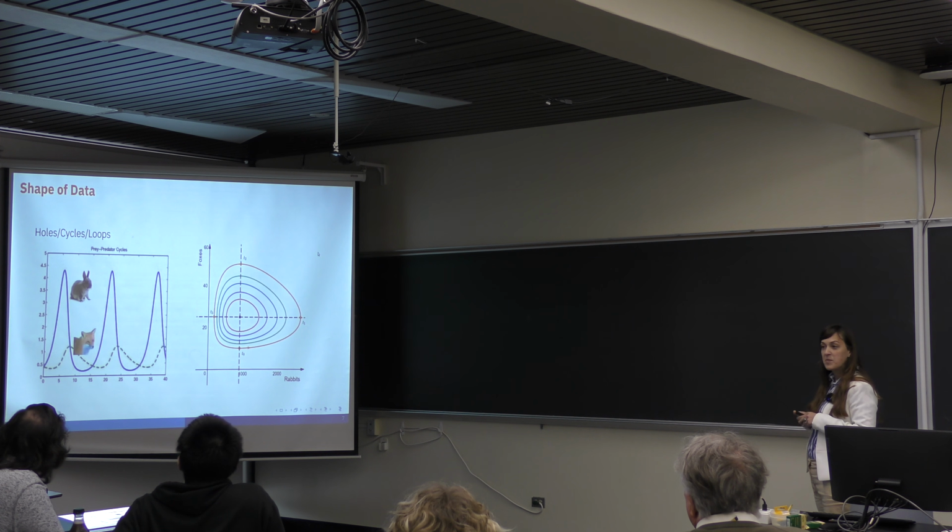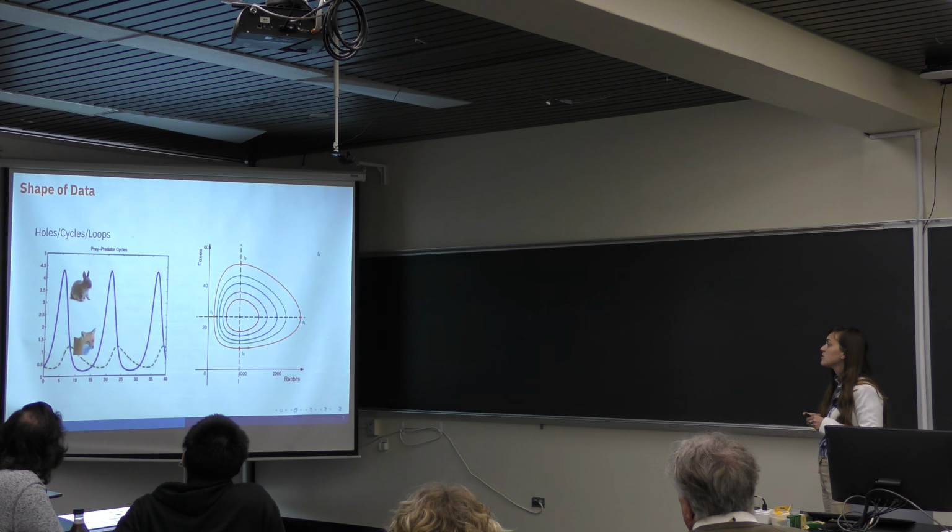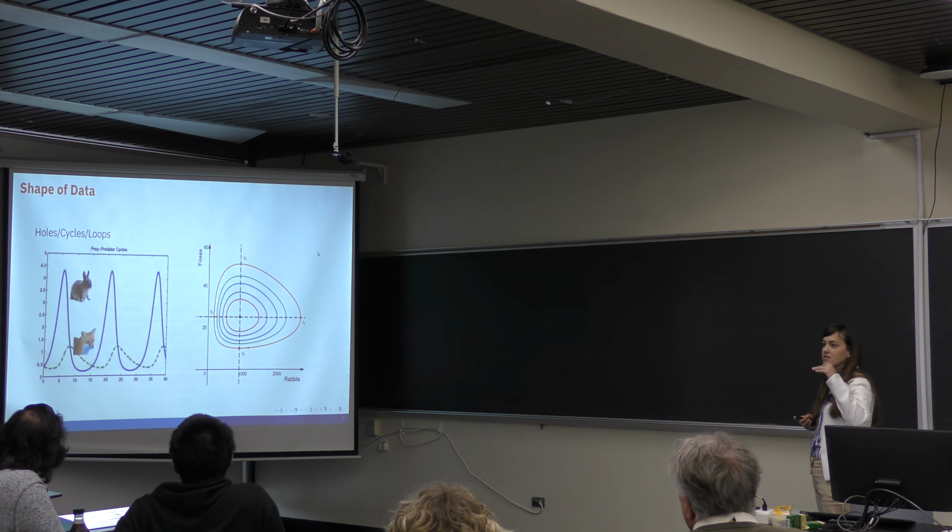And this is something that does occur. For example, if one observes the populations of prey and predator, you have a population of bunnies and foxes, and when there are a lot of bunnies, that means a lot of food for the foxes, so the population of foxes goes up.